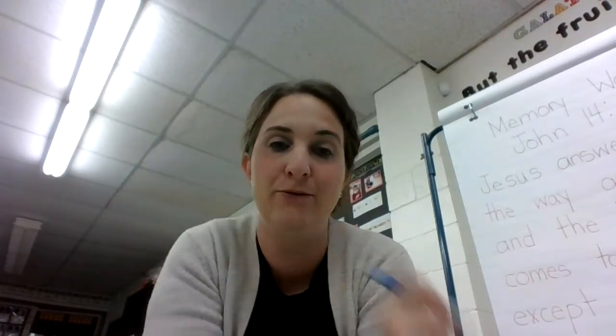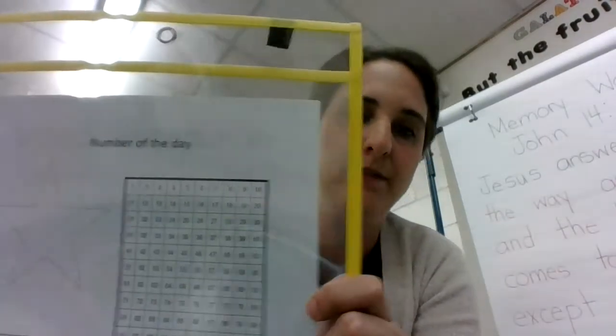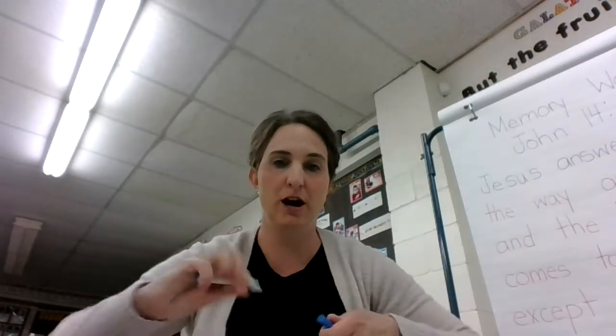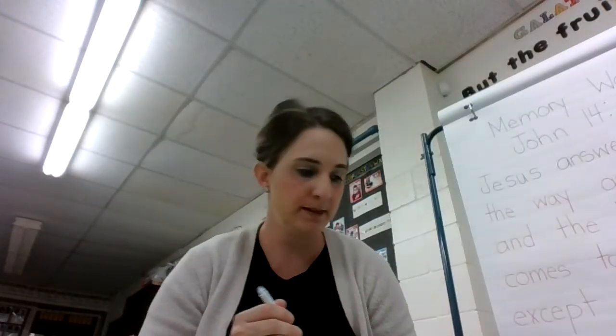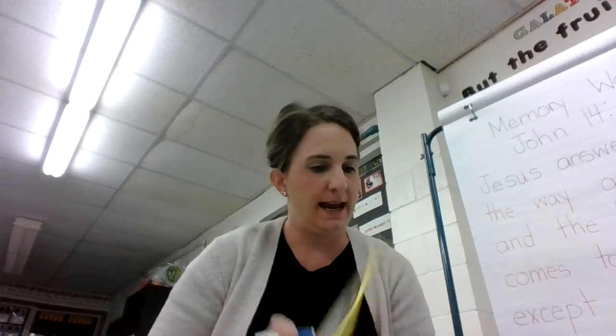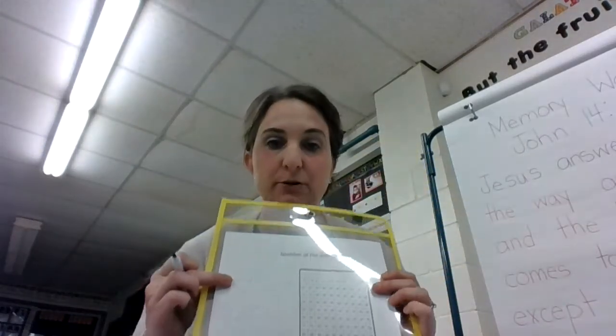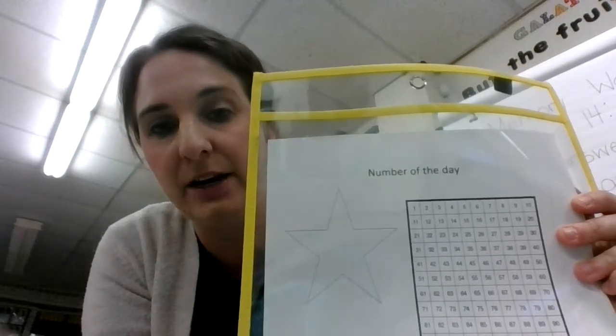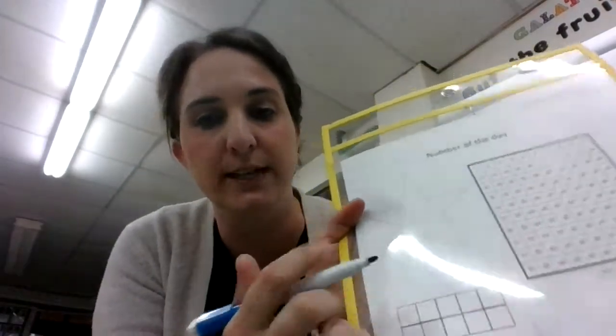All right. The next thing you're going to need is your dry erase marker because we're going to fill out our number of the day sheet. Okay? So grab your marker. I have mine. And we're going to do our number of the day. Okay. So the first thing we're going to do is we have to write the number 24 in our star. So I'm going to write it.